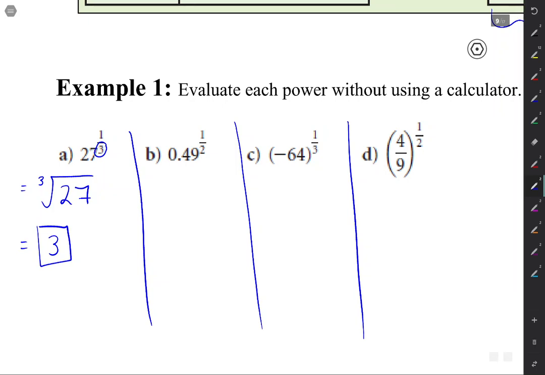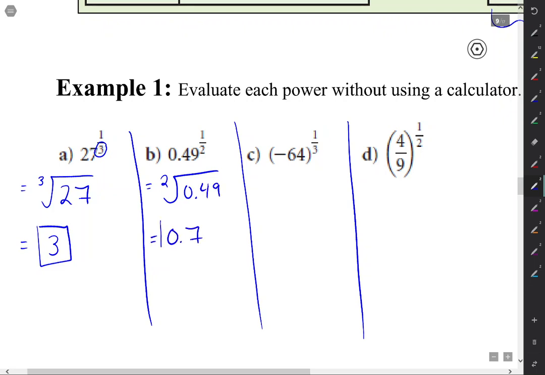For B, we have 0.49 to the power of 1 over 2. So this is going to turn into the square root of 0.49, which is 0.7. And I won't give you very many decimals on the test. I don't even know if I'll give you any decimals on a test.